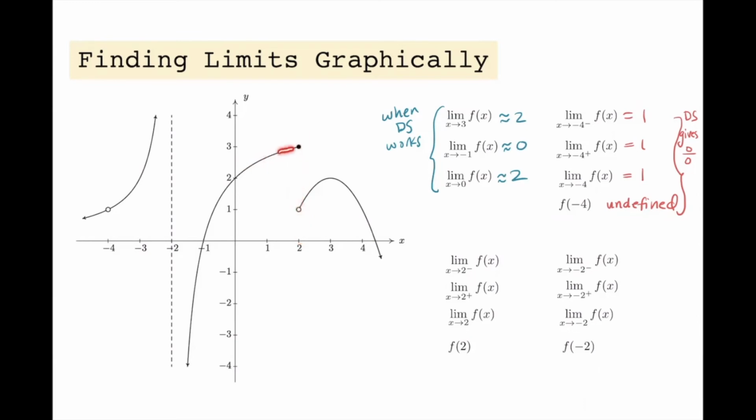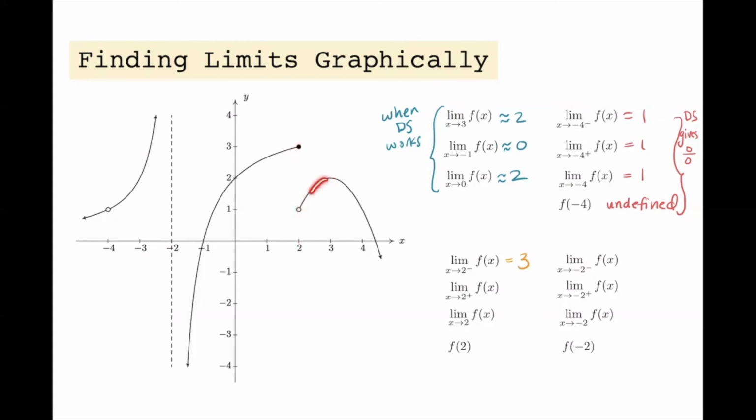And of course, it looks like we should be heading towards this y value of 3. So that is the value of that limit. On the other hand, from the right-hand side, we look like we're doing something different. So let's go along the function here. We'll cover up what happens at 2, and we'll come along this part of the function from the right-hand side.